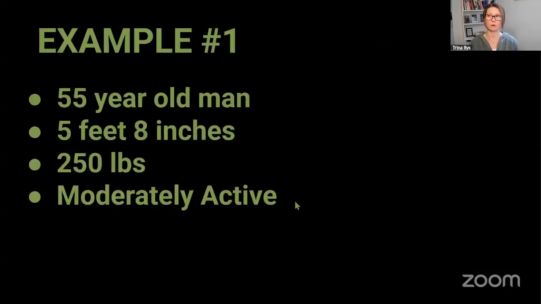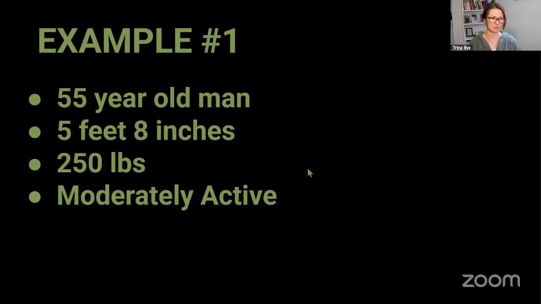All right. So I'm going to go through specific examples because I think that's probably the easiest thing for you to understand. So example one is a 55-year-old man, and it's different for women and men. So if you're eating the same calories that your wife's eating or your sister or a woman, it's not the same for you guys. It has to be specifically for you, your age, and the fact that you're a man. This man in the first example is 5 feet, 8 inches tall, 250 pounds, and moderately active.